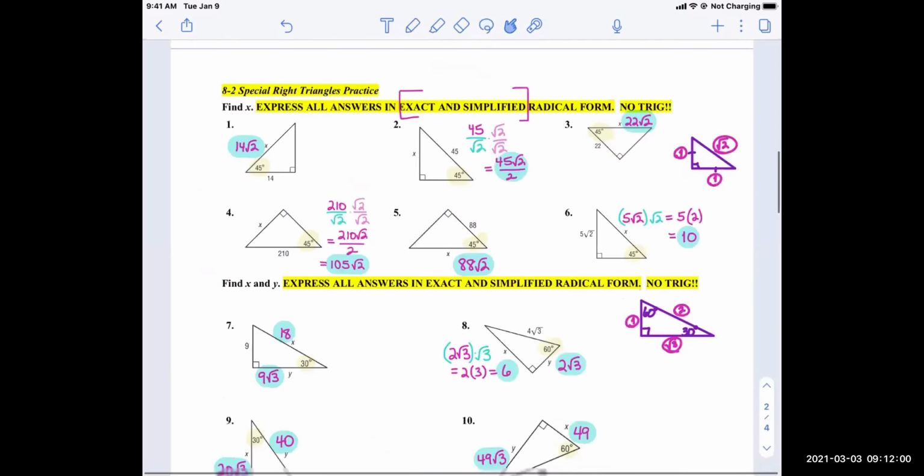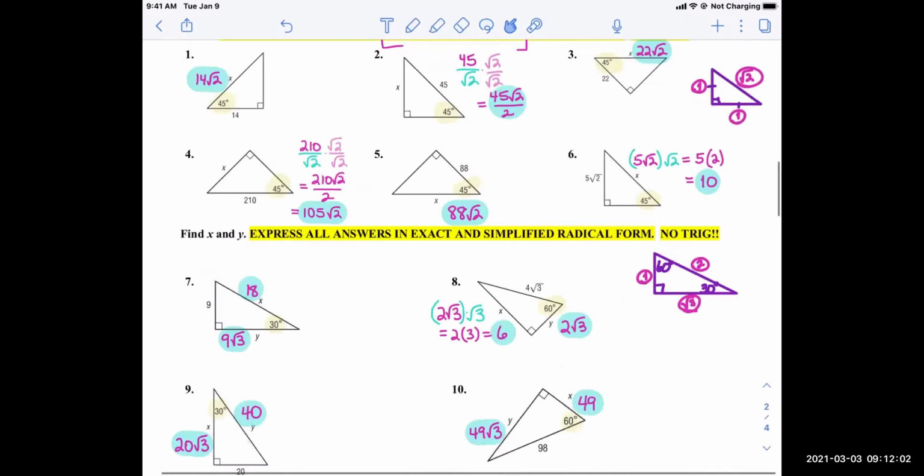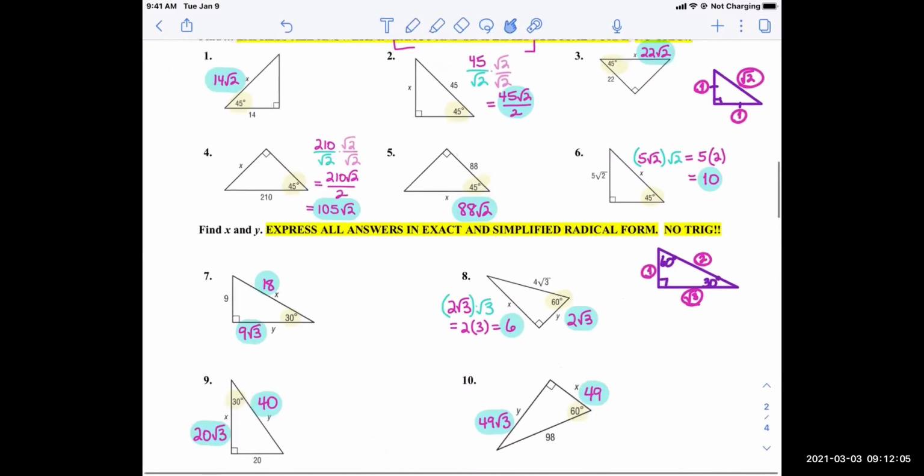Okay, I'll stop moving around now. Take a look at those, 1 through 10.